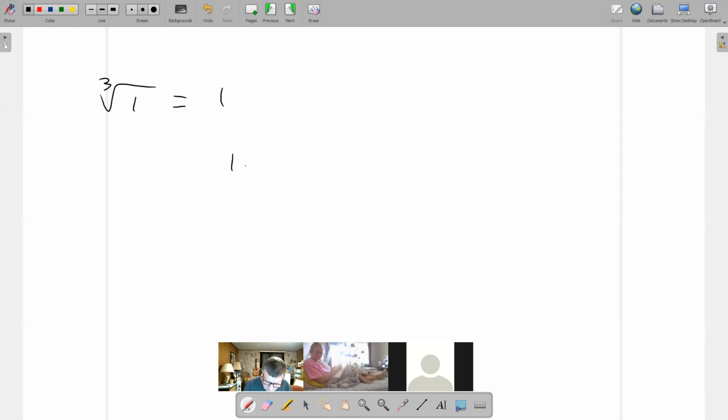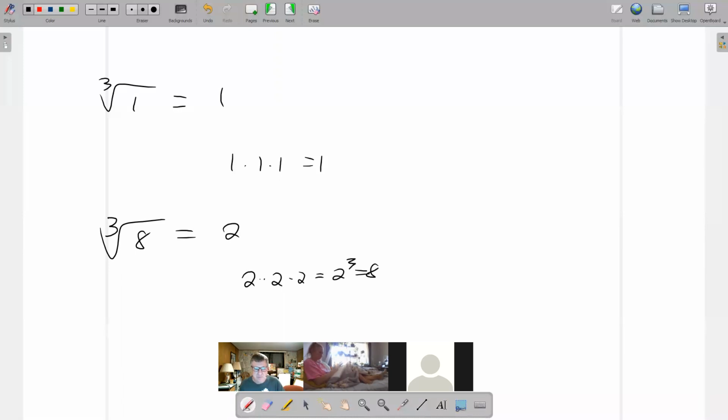Okay? What's the cube root of 1? Well, it's just 1 because 1 times 1 times 1 equals 1. So the cube root of 1 is 1. What's the cube root of 8? We did this before. The cube root of 8 is 2 because 2 times 2 times 2, which is 2 cubed, equals 8. Okay.